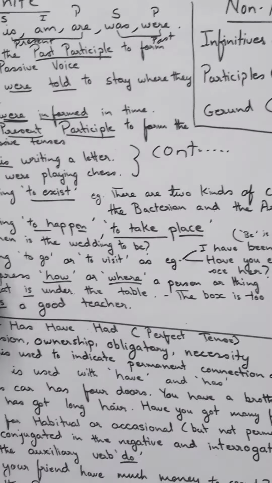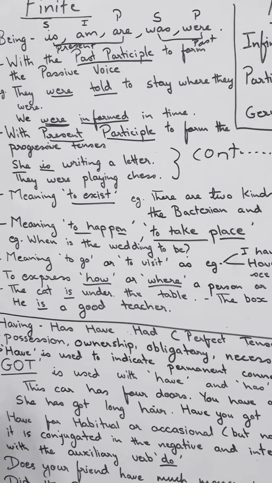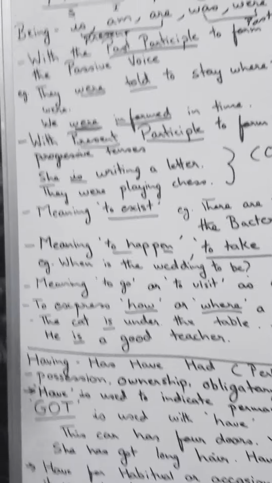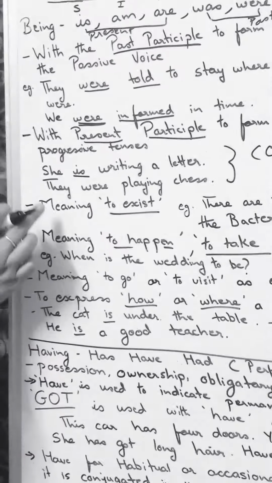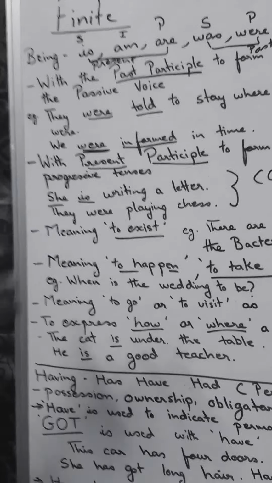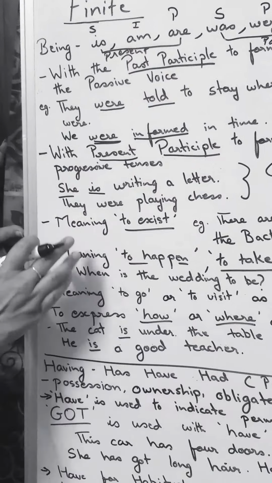Now, what exactly is the meaning of the being verb? Why do we learn this being verb? We learn it for its meanings, because it indicates and gives some meaning. I've tried to summarize it, so that's why I'm explaining it in a more elaborate manner.